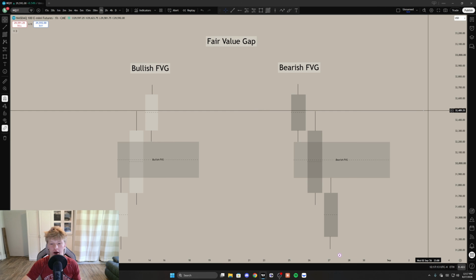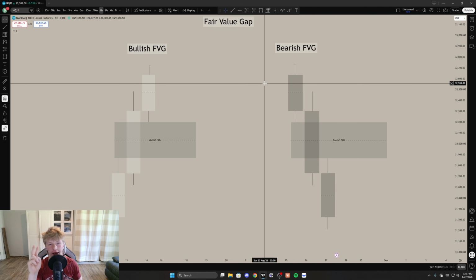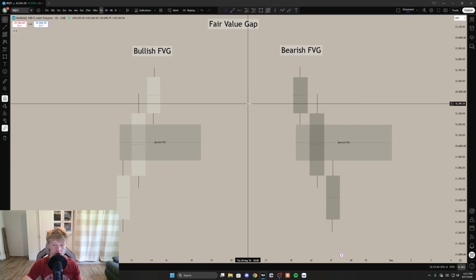Okay, fair value gap. It is literally what it says. It is fair value in the market. It is imbalance in the market. Basically a place within structure for buyers or sellers to be able to reach that area to continue the trend higher or lower. So it is a 3 candlestick pattern where the first and third candlesticks' wicks do not meet in the middle of the second candle. Okay, so we are going to give a bullish and bearish example on this diagram, and then we'll move to the charts.